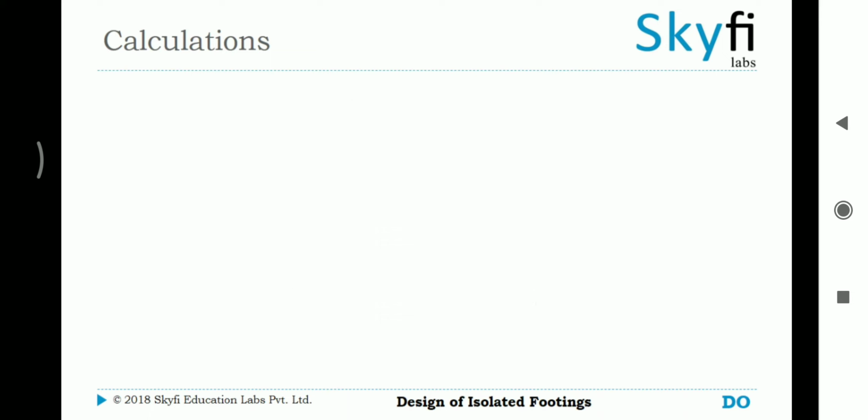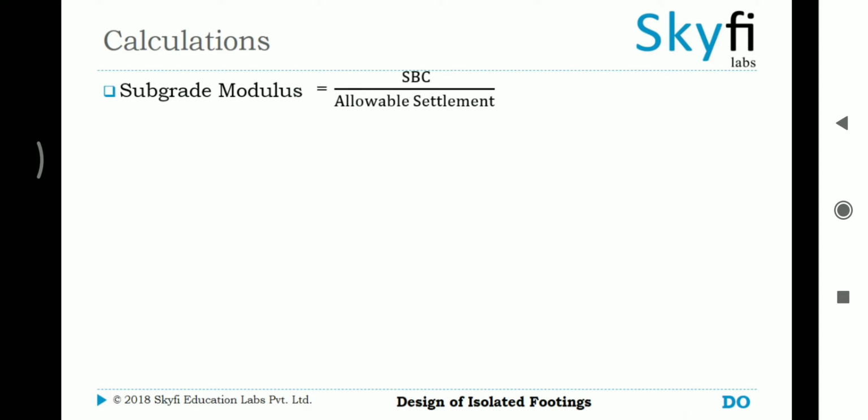Now, you will calculate the subgrade modulus, which is a property of the soil. The subgrade modulus is given by the safe bearing capacity of the soil, divided by the allowable settlement. The SBC is 100 kilonewtons per meter square, and the allowable settlement is 1 centimeter. 1 centimeter is 10 to the power minus 2, in meters. Thus, the resulting subgrade modulus is 10 to the power 4 kilonewtons per meter cube.